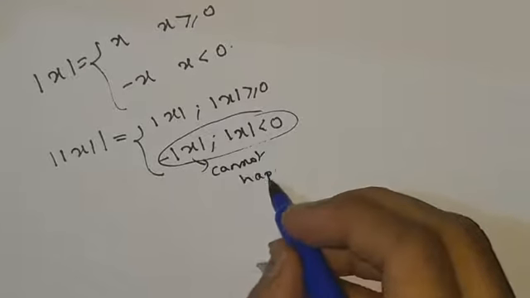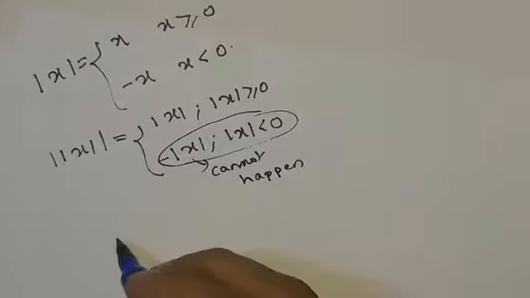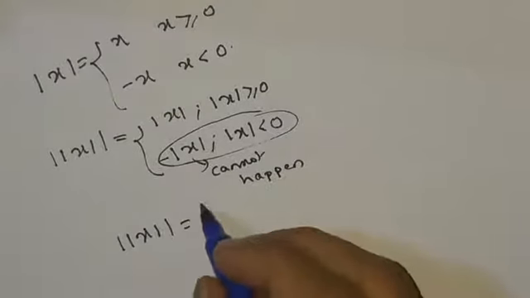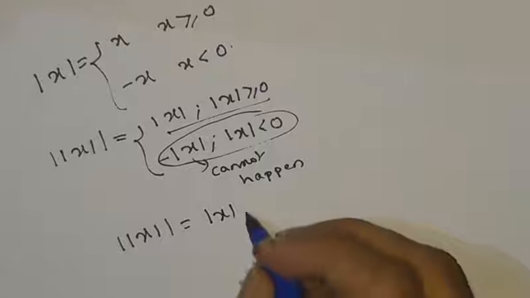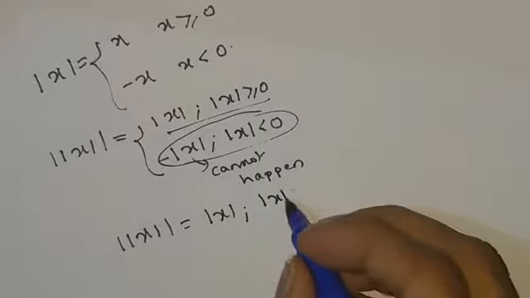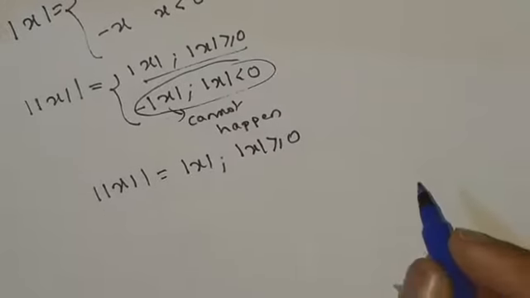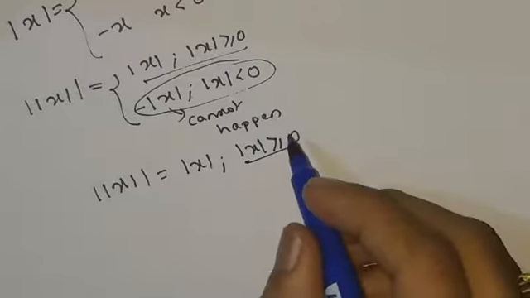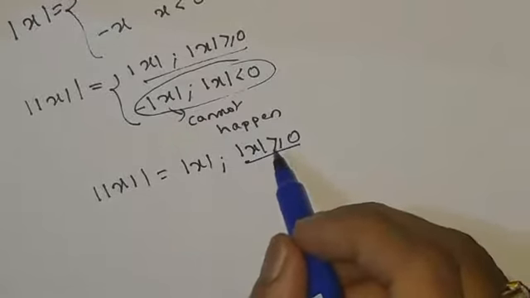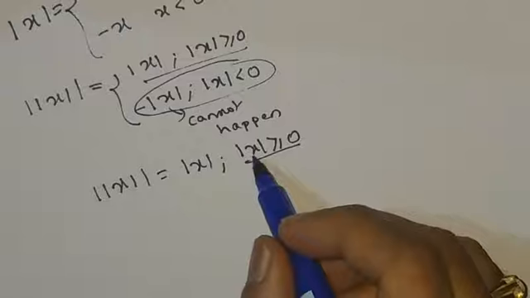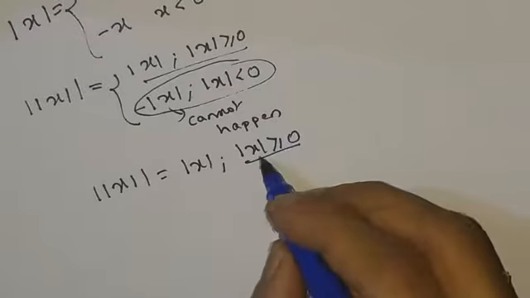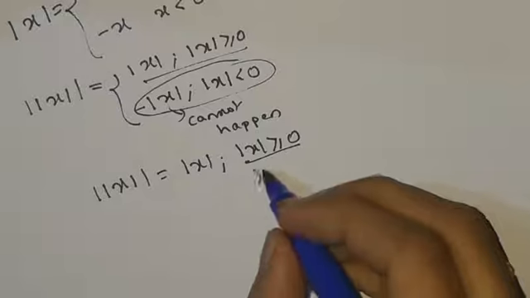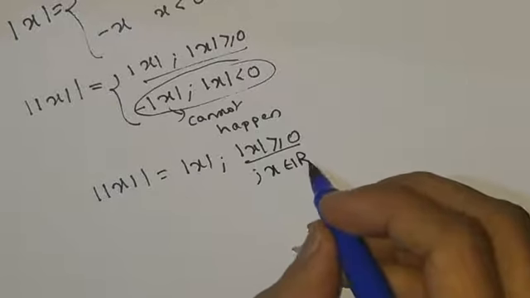So what you will get is modulus of x is equal to, only the first case will remain. So modulus of x, if modulus of x is greater than or equal to 0. Now this means what? When modulus of x is greater than or equal to 0, it is greater than or equal to 0 for every x in the real numbers. So this is true for all the real numbers x.